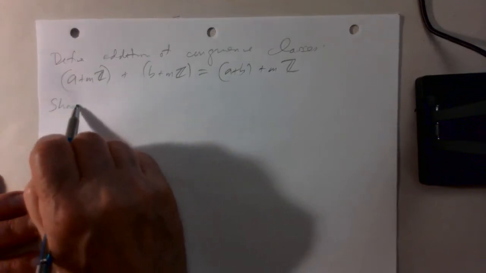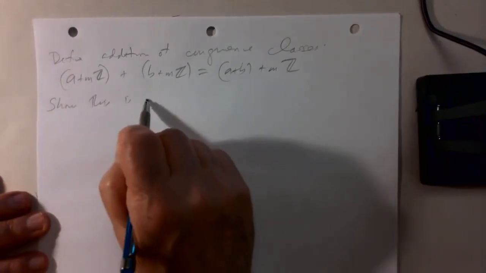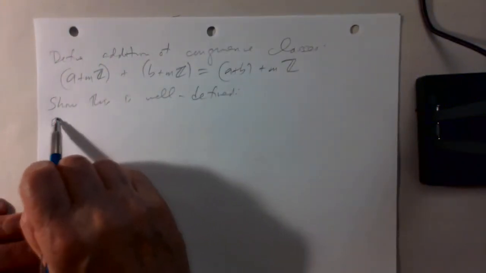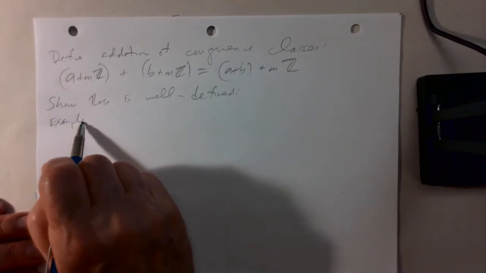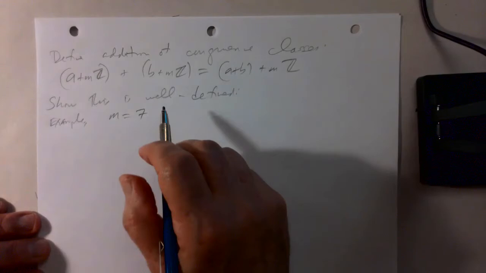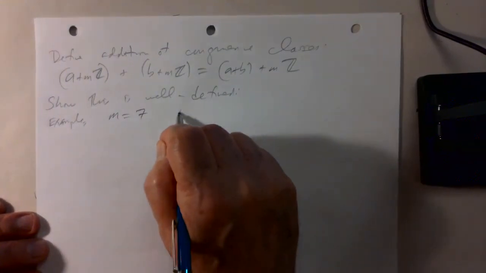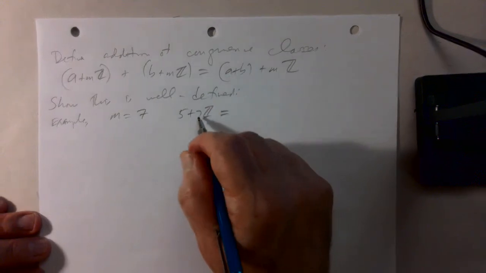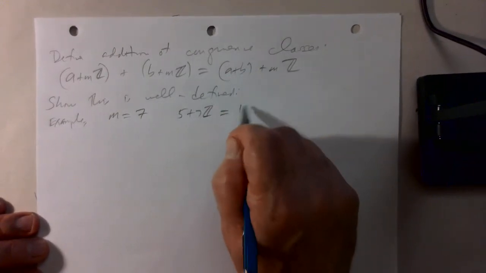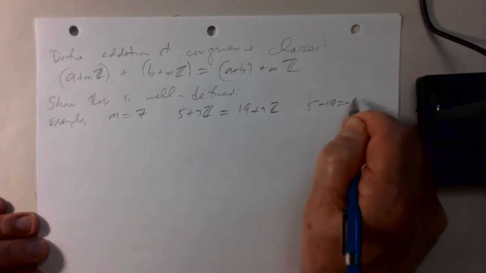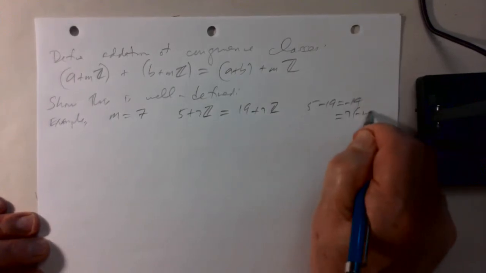And we need to show this is well defined. And what do I mean by that? Well, for example, suppose I take m equal to 7. So we know the congruence class of 5 plus 7Z is the same as the congruence class of 19 plus 7Z, because 5 minus 19 is minus 14, which is 7 times minus 2.